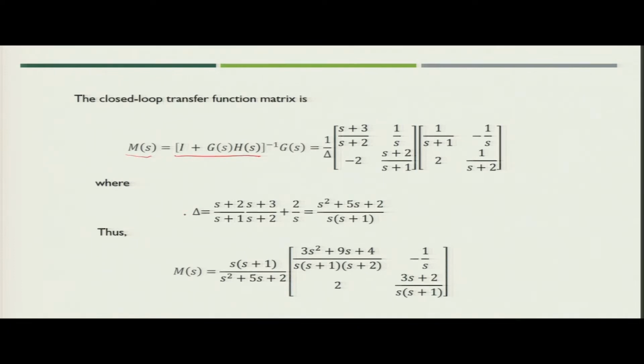Now, the value of delta we can get from the matrix, and when we simplify, we get the transfer function matrix as s(s+1)/(s^2+5s+2) times a matrix with one term as (3s^2+9s+4)/(s(s+1)(s+2)), then -1/s, then 2 and (3s+2)/(s(s+1)). So, this is how you will get the transfer function matrix in case of a multivariable system.